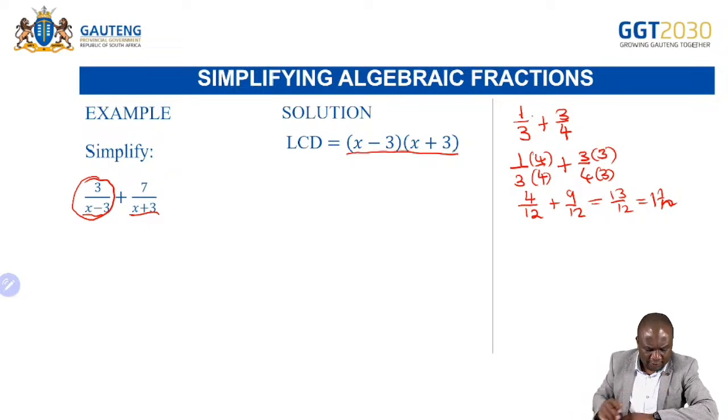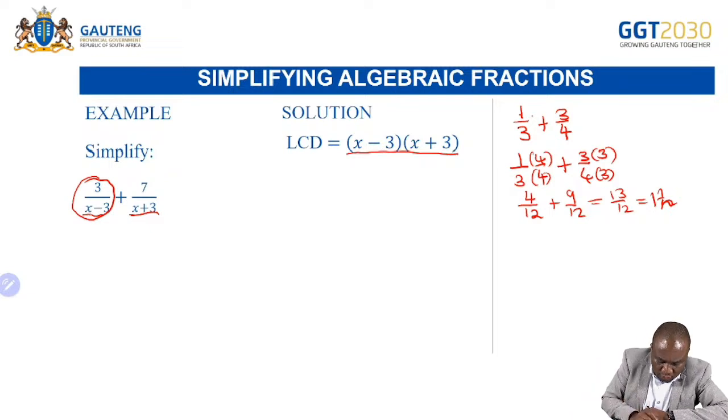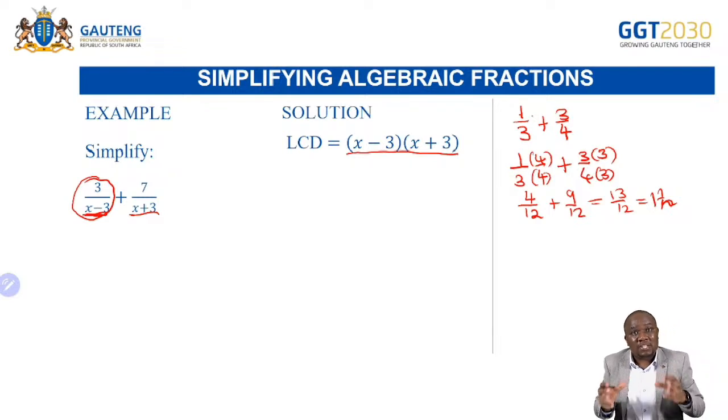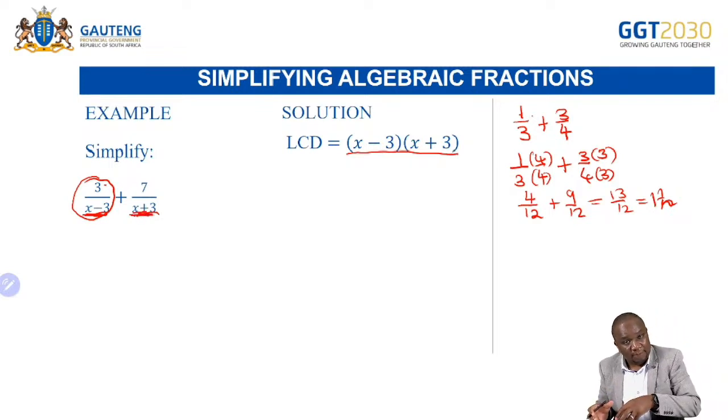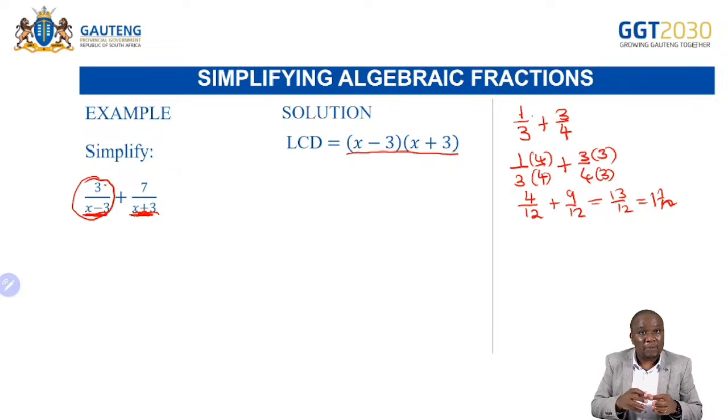Okay, I think I was moving fast there. So we multiply this one, x minus 3 times x plus 3, so that our denominator is x minus 3 times x plus 3. Then we must also multiply the numerator by the same thing, x plus 3. And when we come here, we must multiply this x plus 3 by x minus 3. And then multiply the numerator by x minus 3.